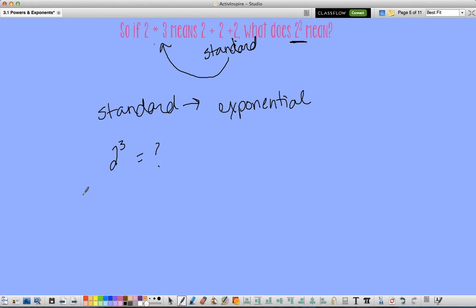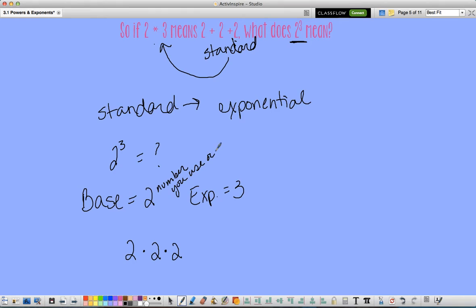Well, we have to remember the base tells us what is being multiplied. So the base is 2 and the exponent is 3. That tells us that 2 is being multiplied 3 times. So I have to have 2 three times: 2 times 2 times 2. So the number you're using is the number you multiply, and the exponent is how many times you multiply it.